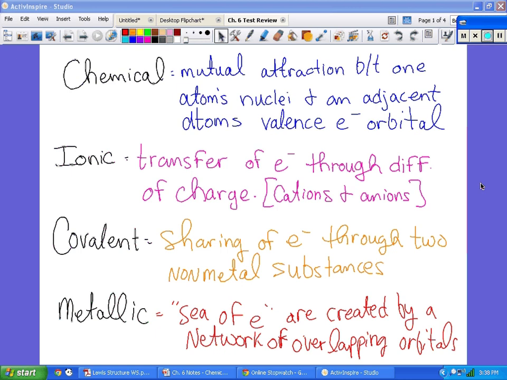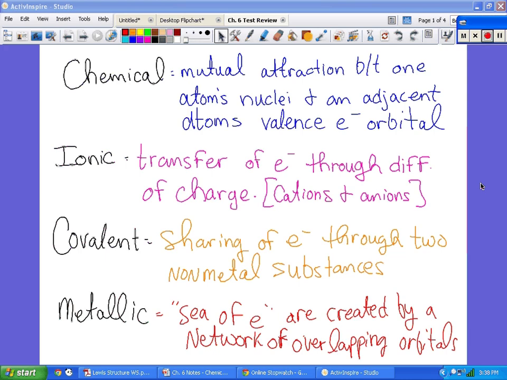So that's like if I'm an atom and Tyler's an atom, it'd be like my nucleus and an adjacent. Keyword there is adjacent. What does adjacent mean? Near or around or close to. The atom's valence electrons and the other atom's valence orbital. Does that make sense? So it's like my nucleus is attracted to his orbital. So it's going to be that attraction.